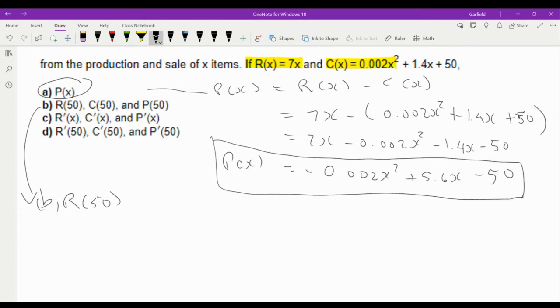We plug in 50. I agree, right? We find there's no derivative or anything there. We're just plugging in 50. So this becomes 7 times 50, which is 350 according to Samuel. I agree with that. So we're going to find C of 50 also, which might be a little more challenging. But you're just sticking it into your calculator, right?